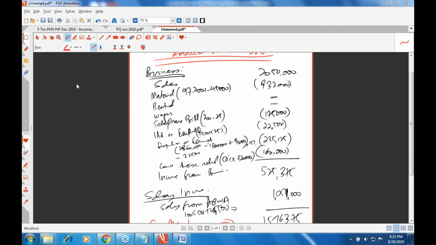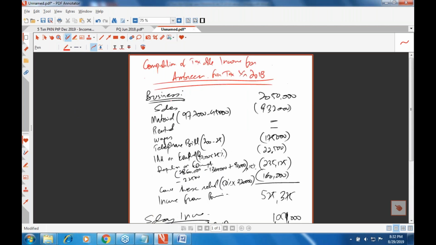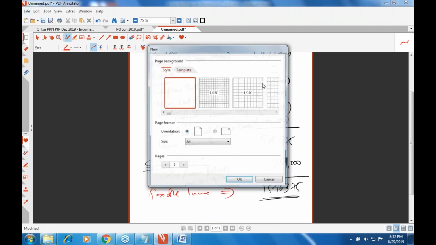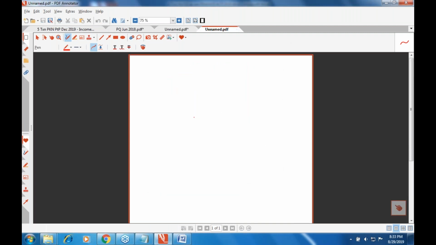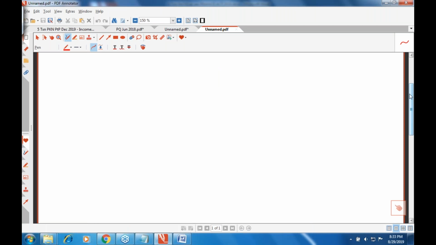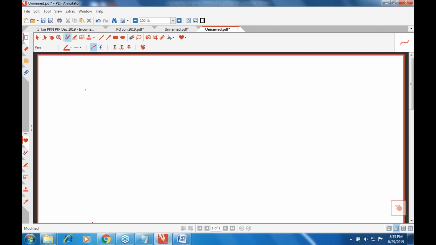Okay. So now we are actually done with the computation of income for Ambreen. Now there is one aspect which I wanted you to understand, and that is how exactly we are going to compute the tax liability of Ambreen. A very important point is that we need to know how to establish the tax liability of Ambreen. Now let's try to understand.